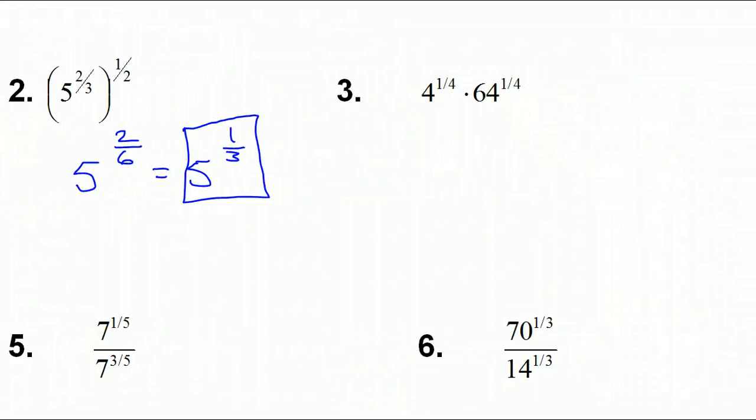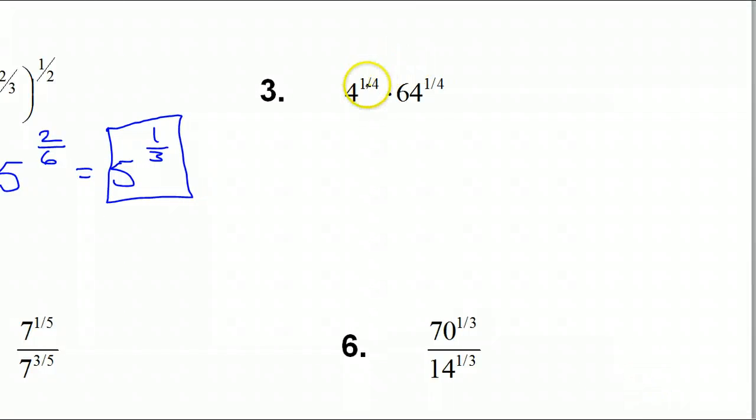All right, looking at number 3. Look, if the exponents are the same, you can go ahead and multiply the bases. So we're going to go ahead and do 4 times 64.